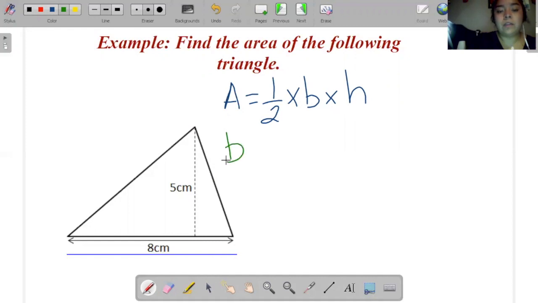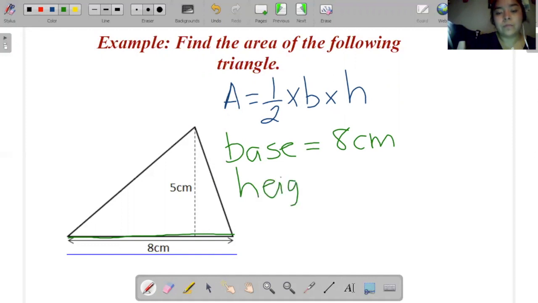So b is the base, which is equal to, here, this is the base, 8 centimeters. And then we have our height. So our height is represented by the h, height. And our height is this line here. So our height is 5 centimeters.